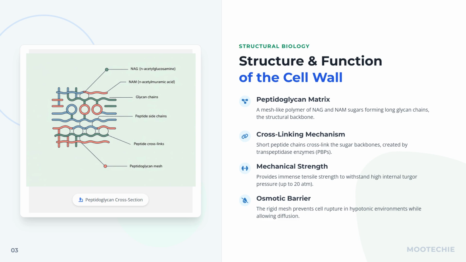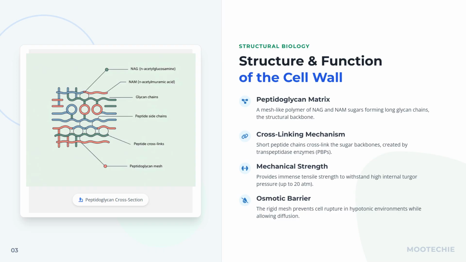Cross-linking mechanism. Short peptide chains cross-link the sugar backbones, created by transpeptidase enzymes known as PBPs. These peptide chains act like stitches, sewing the sugar strands together into a tight, net-like sac. The enzymes that do this stitching are prime targets for antibiotics.